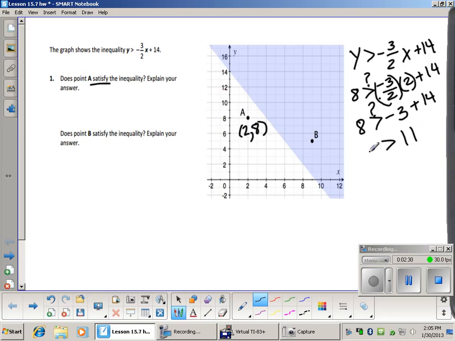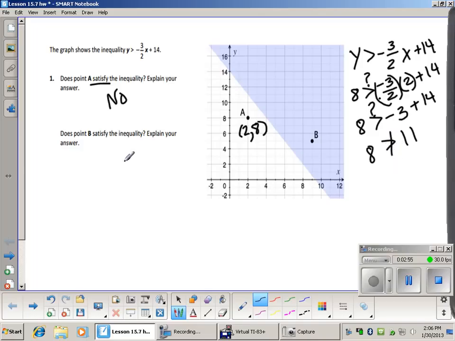So, let's look at this. Is 8 bigger than 11? Not a chance. It's smaller. So, I'm going to put a slash through that sign because that is not true. So, does point A satisfy the inequality? Absolutely not. My explanation's right here. When I substitute the x and y values of that point, it doesn't make the inequality true.